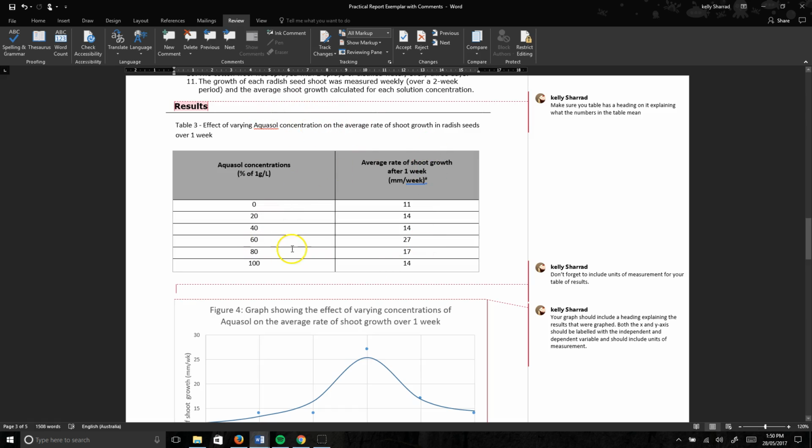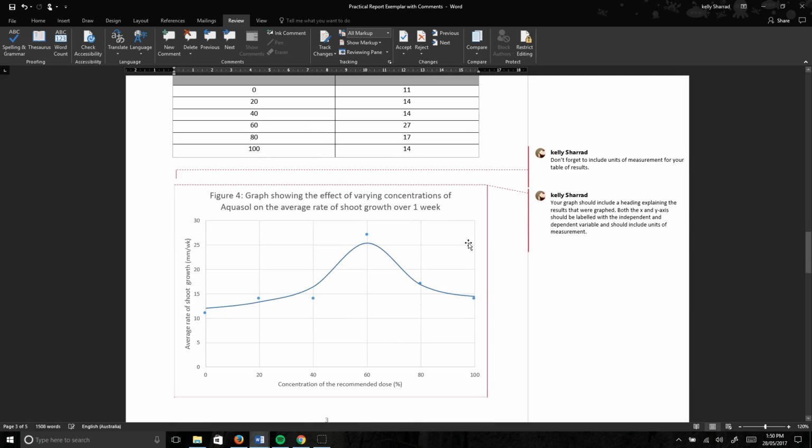Now, this table here is just an average. I would actually like you to include the raw data, so all the trials, and then an average at the end. And the average is what you're going to be graphing. Now, you can just graph this on pen and paper or pencil and paper rather than using Excel, because I would like to see that you all know how to draw a graph.